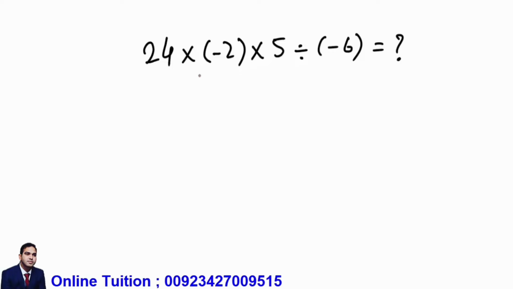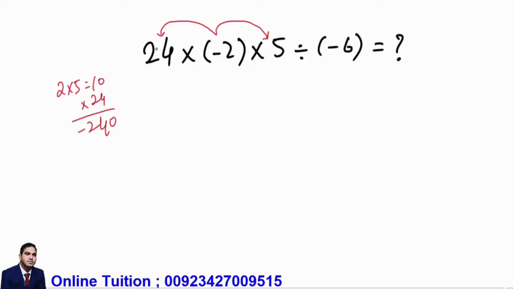So how to solve it? First of all, multiply these three numbers to find the answer, and after that 6 will divide the answer. So, first of all, 5 multiply 2 is 10, and after that 24 multiply with this 10, this is 240. Now, the matter of sign. What is the sign? It is negative because 24 is positive, 2 is negative and 5 is also positive. So, here we have negative 240.